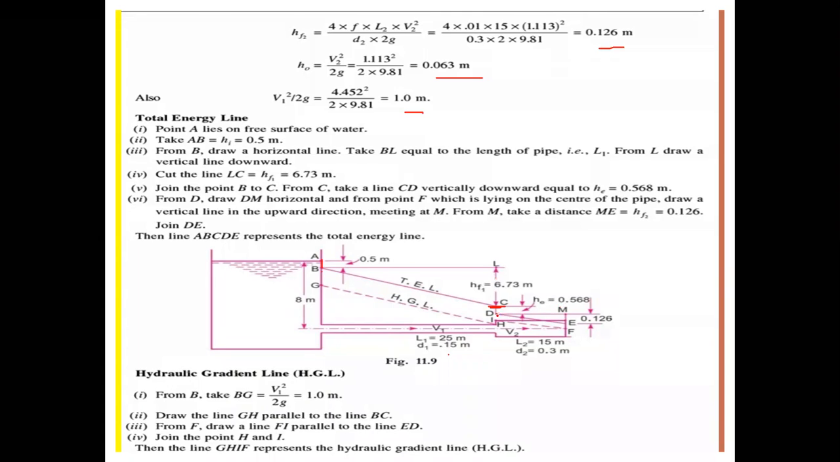Then from D, again make a horizontal line. From D, draw DM up to the length of 300 mm, a horizontal line, and from the point F which is lying on the center of the pipe. Where is the center of the pipe? Put F at the pipe center and join a line. Draw the vertical line in the upward direction meeting M. From M, take a distance ME.